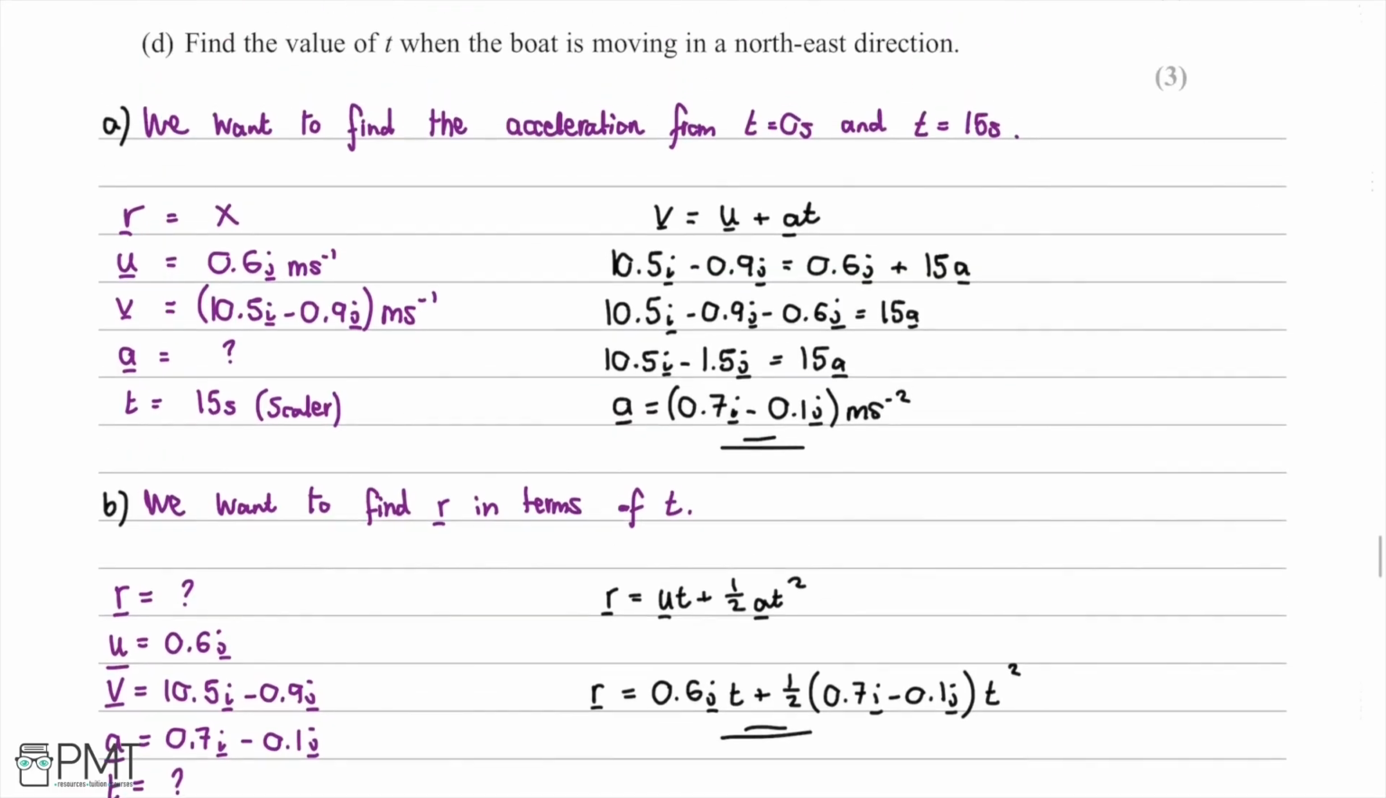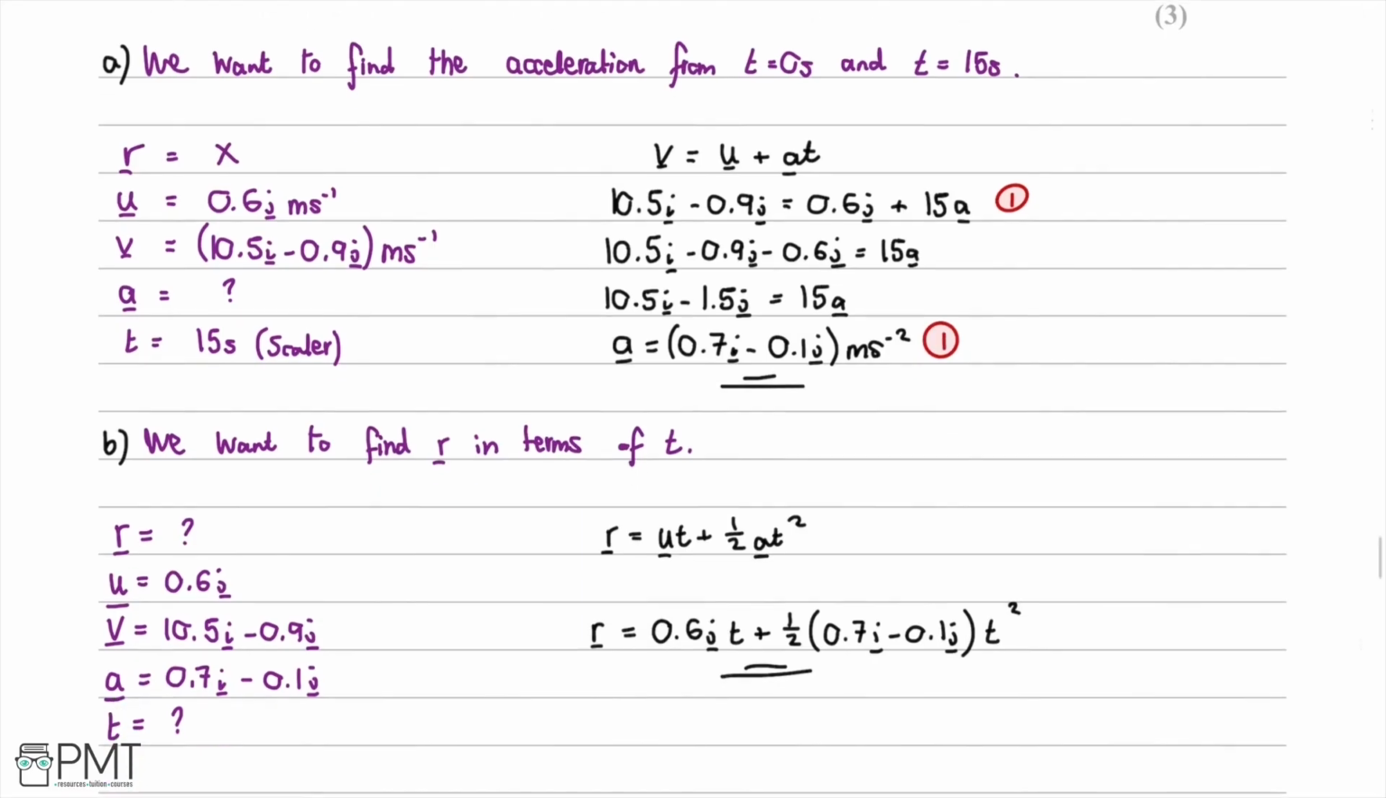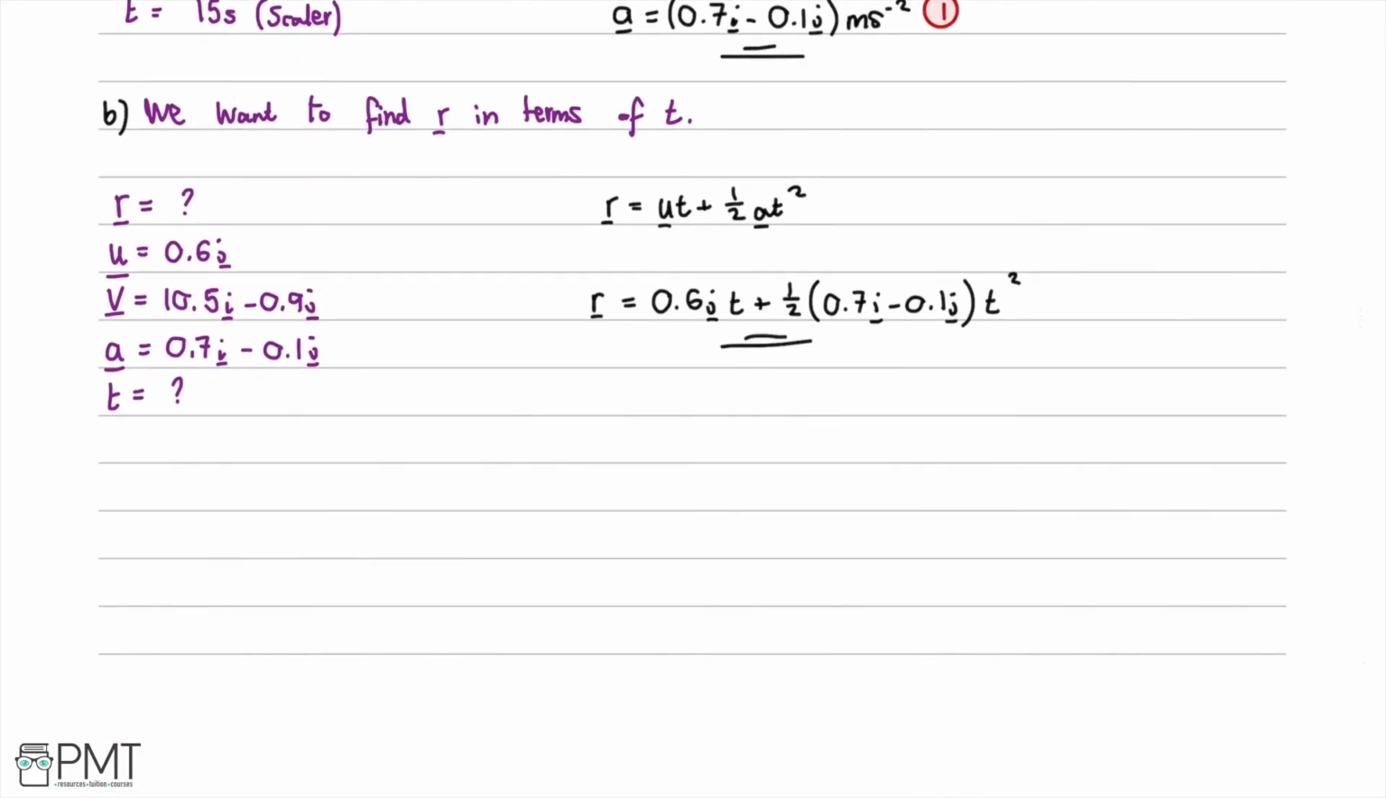So then just looking back at part A of this question, part A is worth 2 marks, and we receive our first mark for knowing to use the equation of motion and substituting our values in. So we get our first mark at this stage here, and we then receive our second mark for getting the correct answer. Then part B of this question is also worth 2 marks, and we receive our first mark for selecting the correct equation of motion, and our second mark for getting the correct answer.